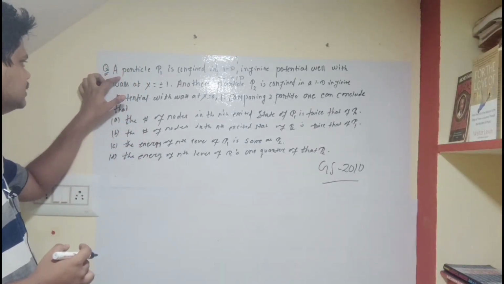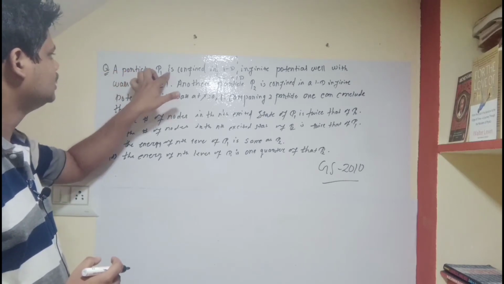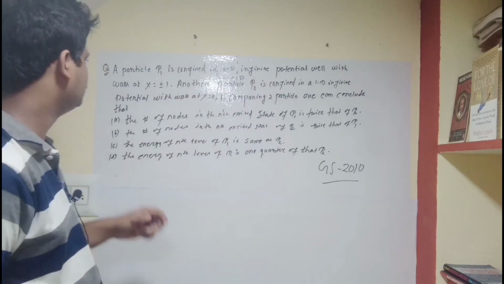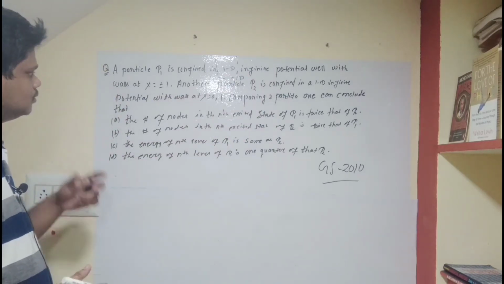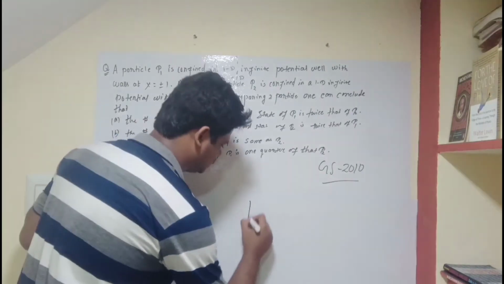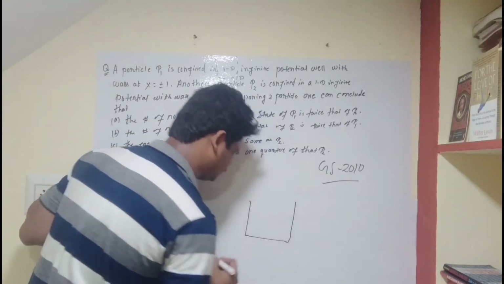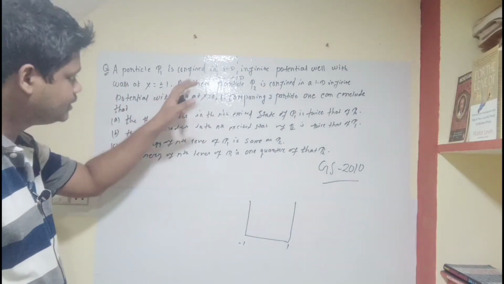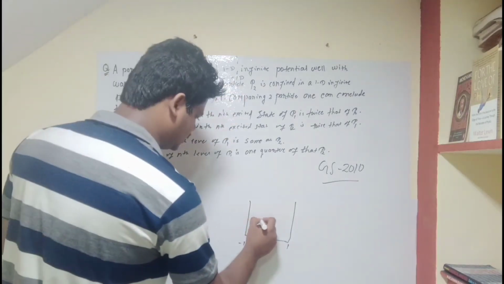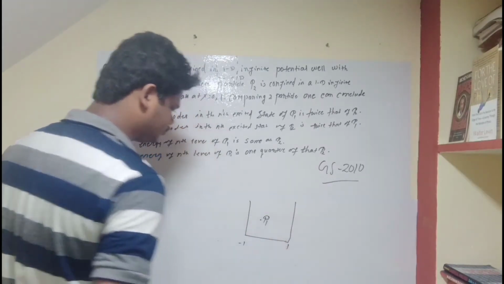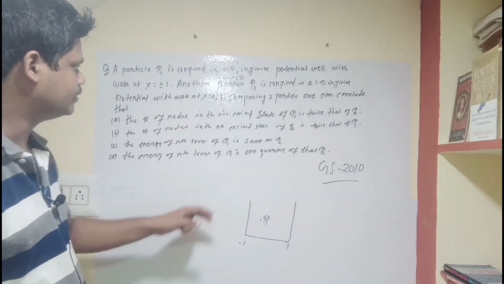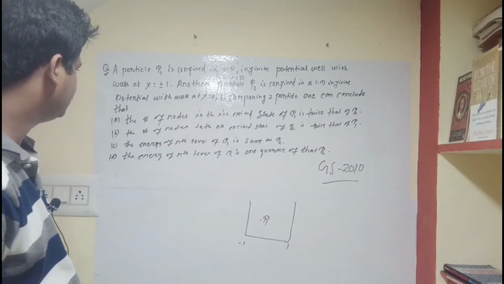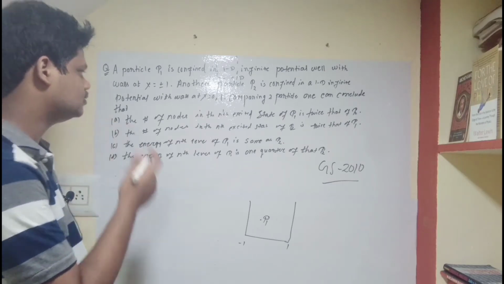So the question reads like this: a particle P1 is confined in a one-dimensional infinite potential well with walls at x equal to plus or minus 1, between minus 1 to plus 1. Another particle P2 is confined in a one-dimensional infinite box at x equal to 0 and 1.